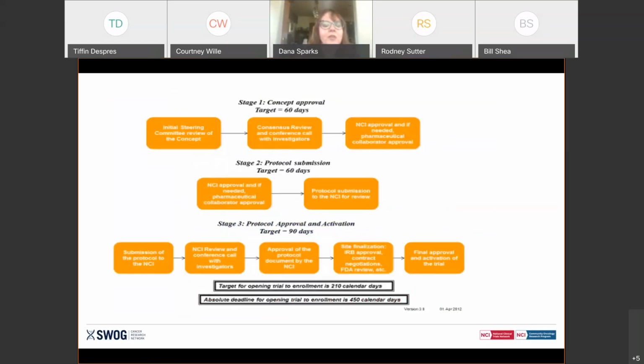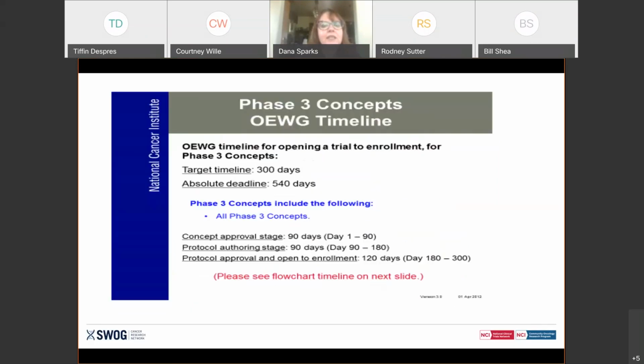So each step of the process is given a certain number of days for development, and for phase 2 studies, we really shoot for the 210 calendar days in development. Next slide. And then, as I noted, for phase 3 trials, it tends to be longer, and we, as much as we can, try to keep within that 300-day timeline for protocol development. Next slide.